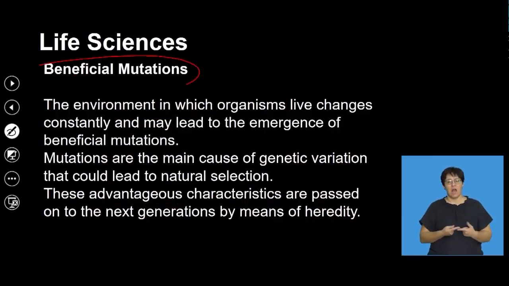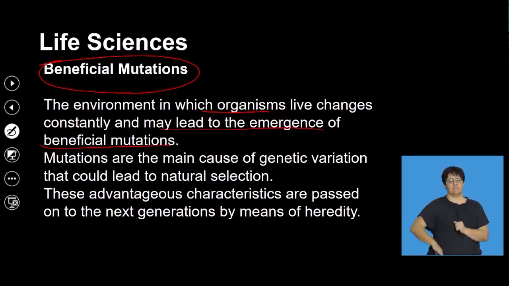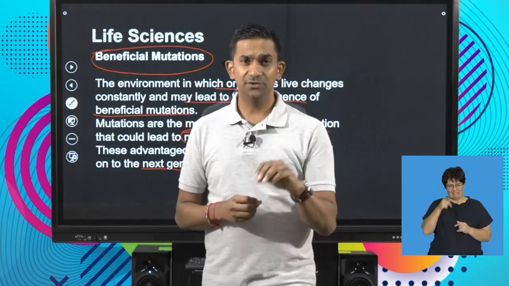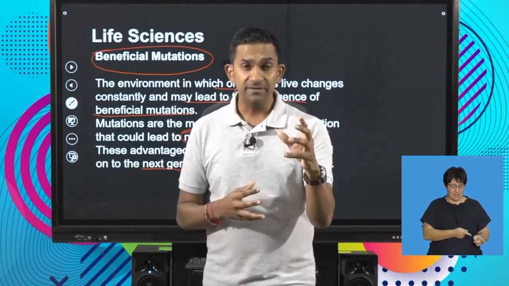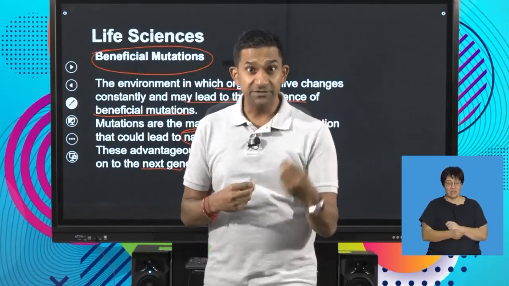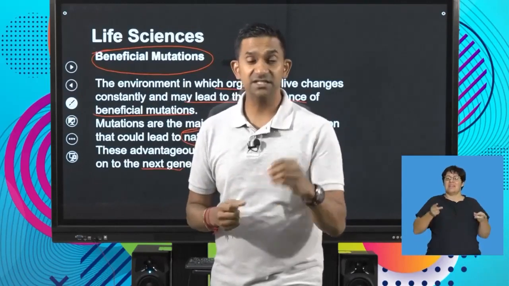We also know that there are mutations that can result in a beneficial protein. So this is when the environment in which an organism lives changes constantly and may lead to the emergence of a beneficial mutation. Mutations may cause genetic variation that could lead to natural selection. And the advantages of these are then passed on from one generation to the next. Having just looked at sickle cell anemia, we know that that mutation can be harmful. However, when the environment changes and a mutation gives an individual a better chance at adapting to that environment, we say that natural selection has taken place.